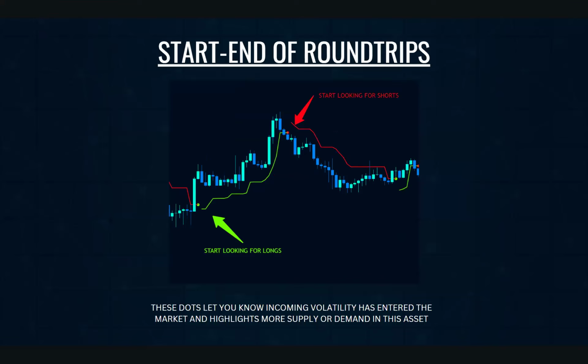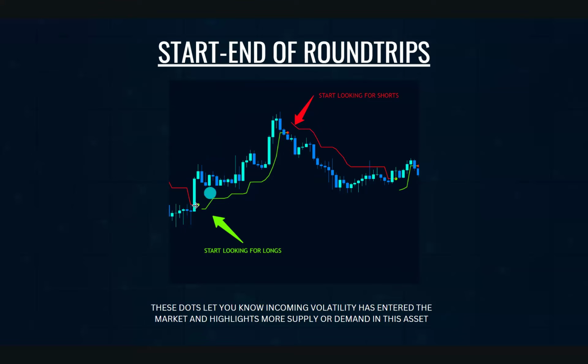So the start and end of round trips: each time we get a dot formed, it'll be the start and the end of a round trip. When we get the green dot, it'll be the end of a bearish round trip and the start of a bullish round trip. When we get a red dot, it'll be the end of a bullish round trip and the start of a bearish round trip.